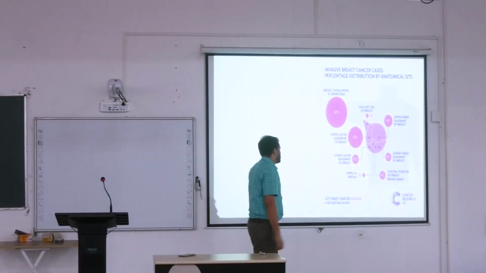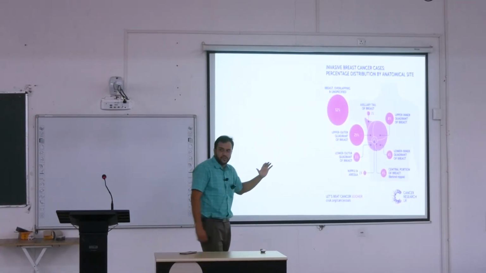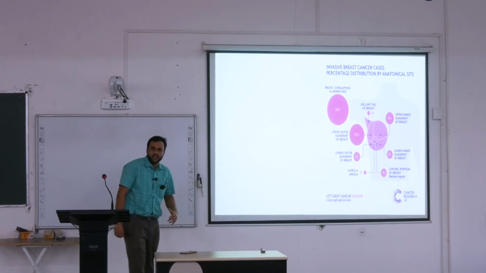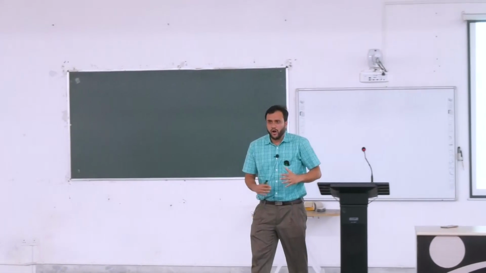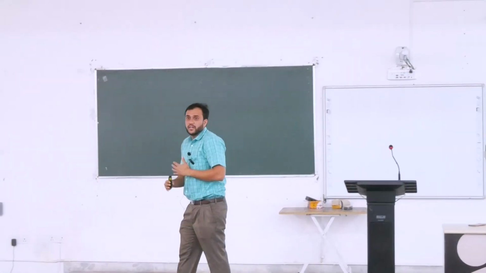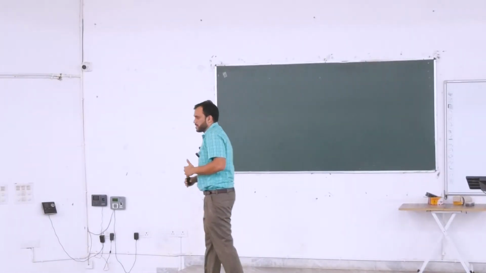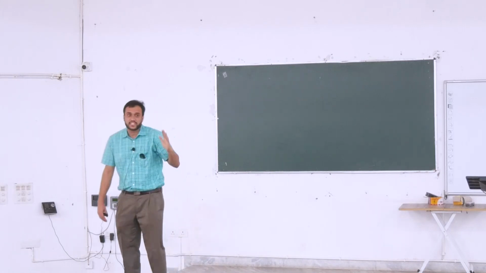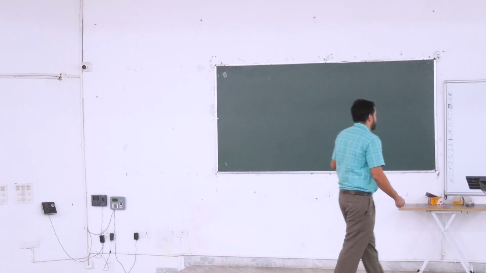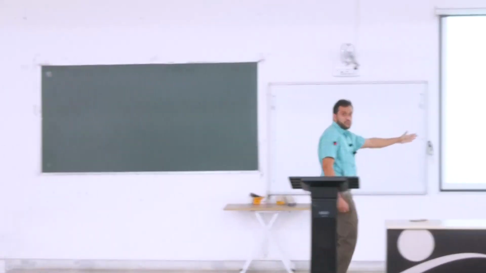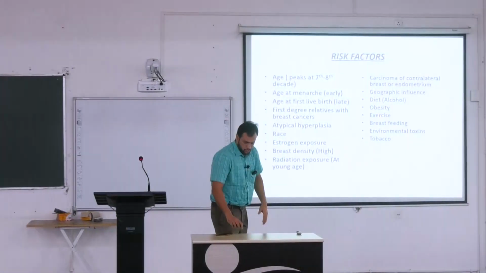Then you get the upper inner quadrant, lower outer quadrant, lower inner quadrant. Then the central portion of the breast, and the axillary tail of Spence. So it can arise in any location of the breast, but if we divide it on the basis of quadrants, the upper outer quadrant is most commonly involved. Now, there was one picture that did not get downloaded.